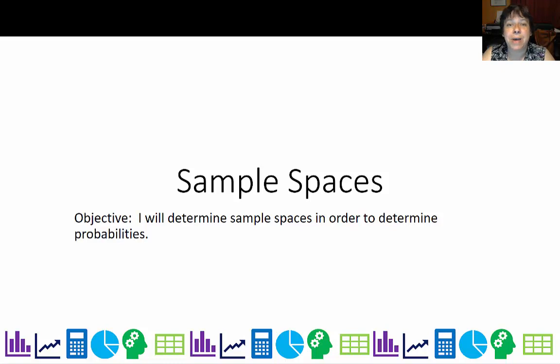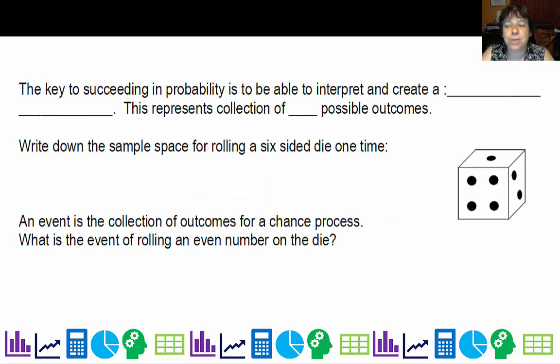And we will be talking about outcomes when we talk about sample spaces. So first of all, the key to succeeding in probability is to really be able to interpret and create a sample space. This represents the collection of all possible outcomes. And if I were to write a sample space for this die here, you can see it's a normal six-sided die, so the possible outcomes are 1, 2, 3, 4, 5, 6. You can't get a 7. You can get a 3 or a 6, but not a 7 or a 0.